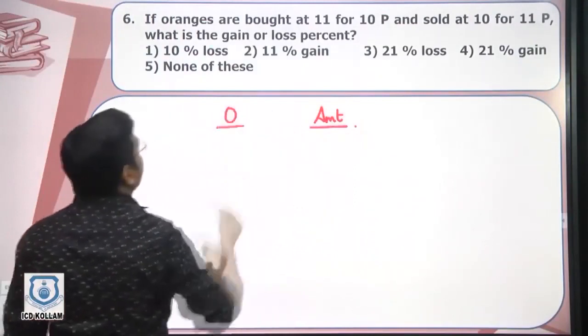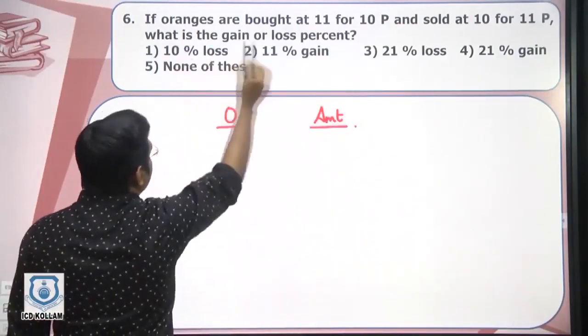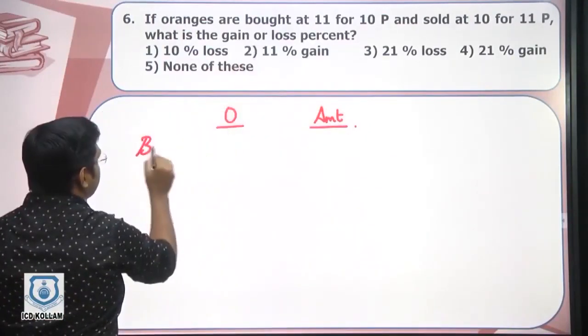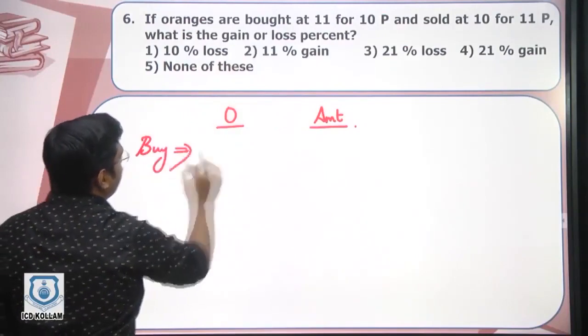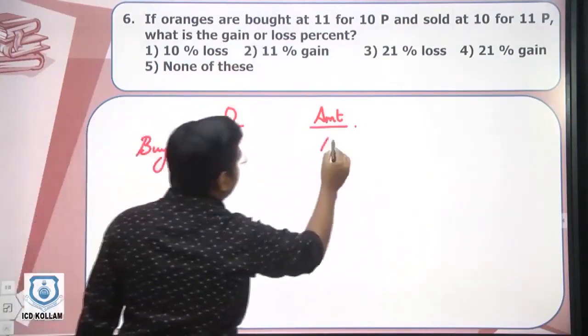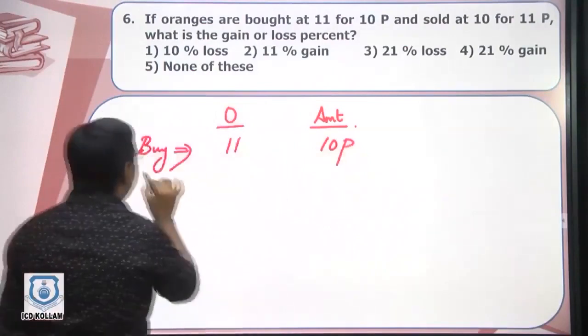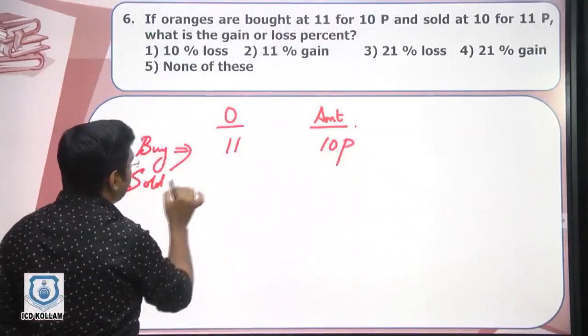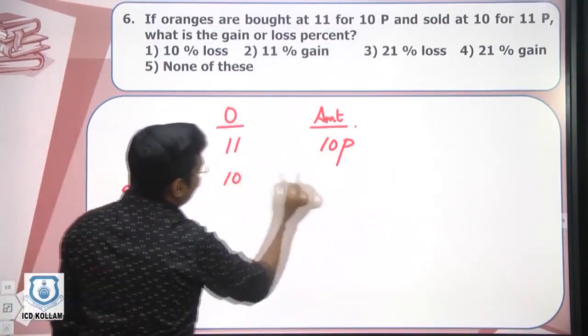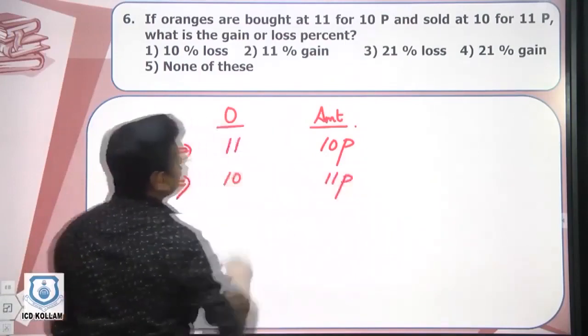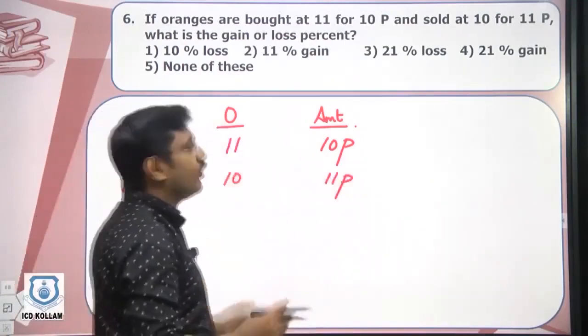I am noting that. Yes, if oranges are bought at, that means I bought 11 oranges for 10 paise and I sold 10 oranges for 11 paise. And we need to find the gain or loss percentage.